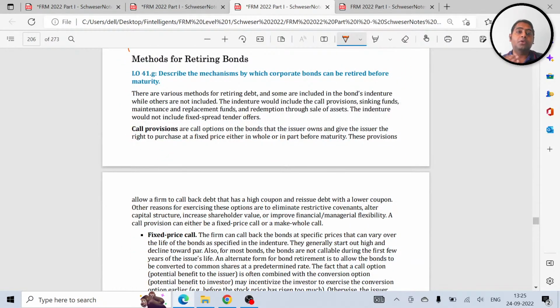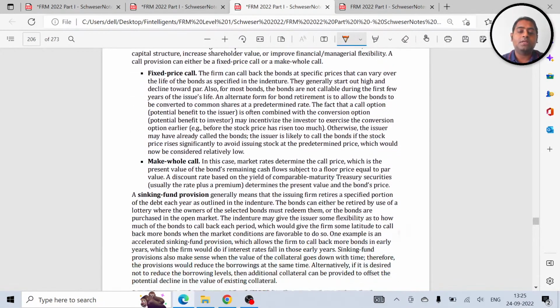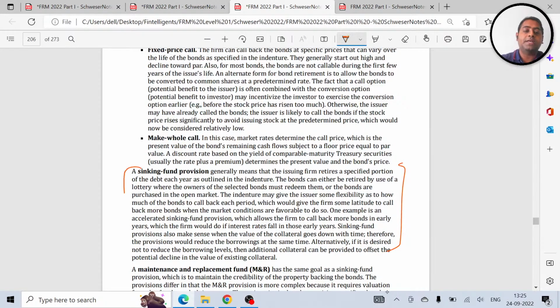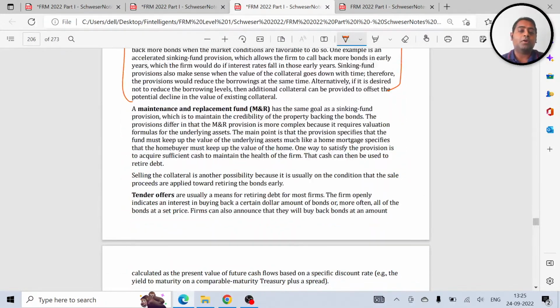Right. I don't know what is going to happen with this chapter because only in the past 2 exams have I heard about it. Fixed price call, okay. Sinking fund provision you can test. Read this part properly.